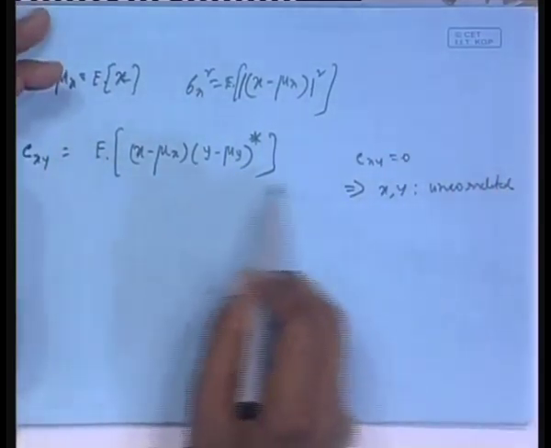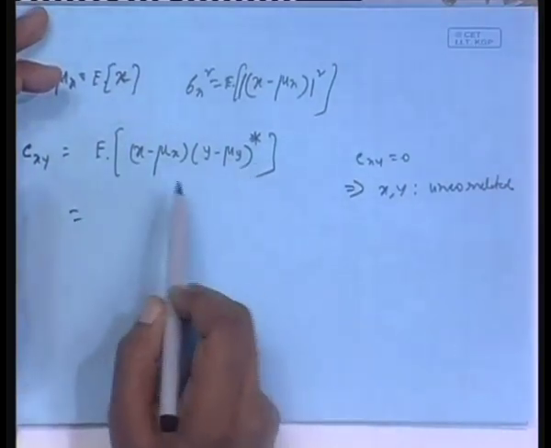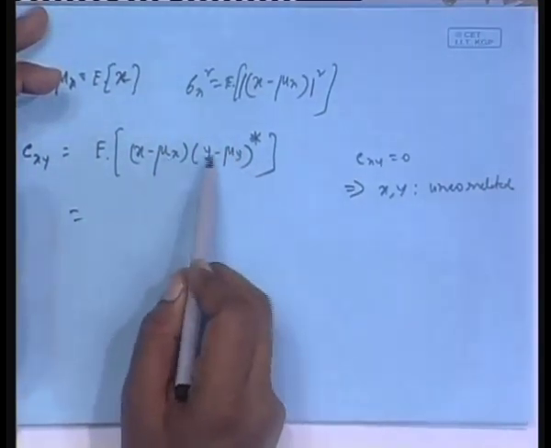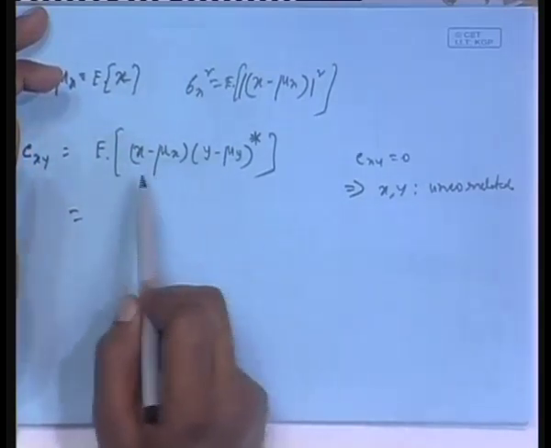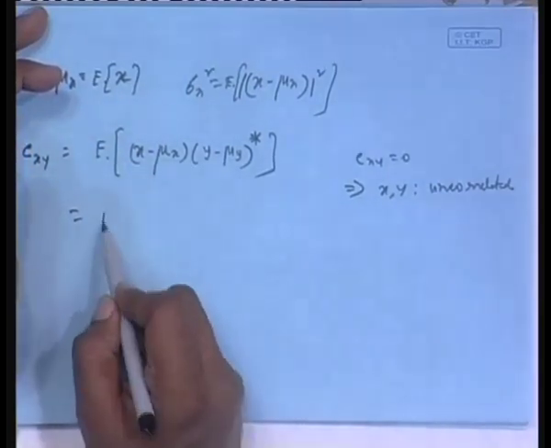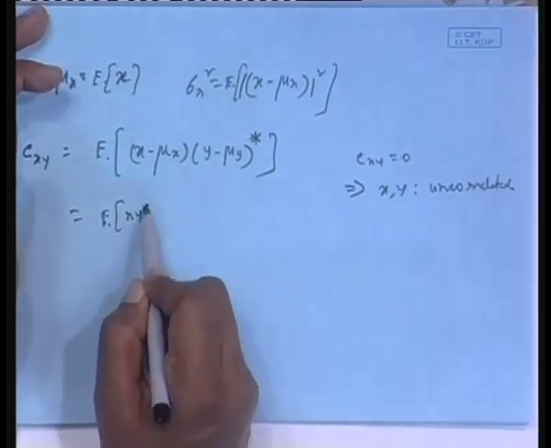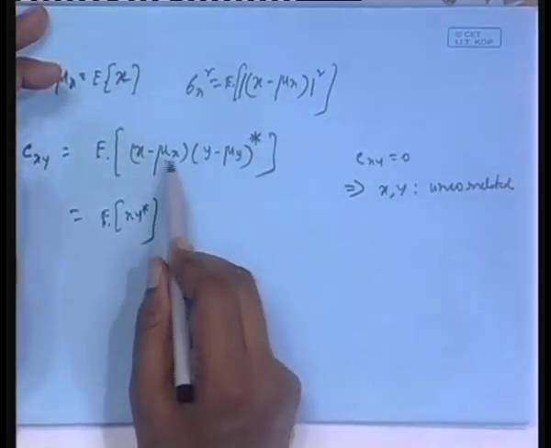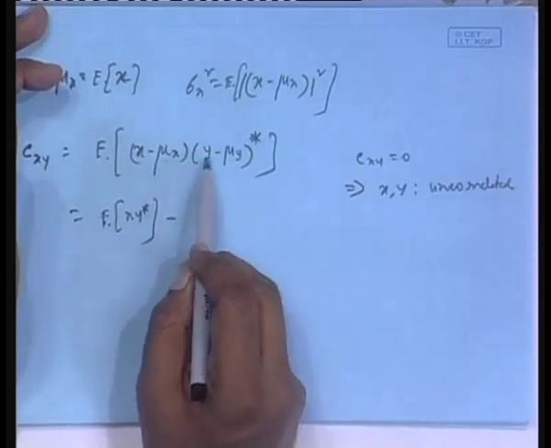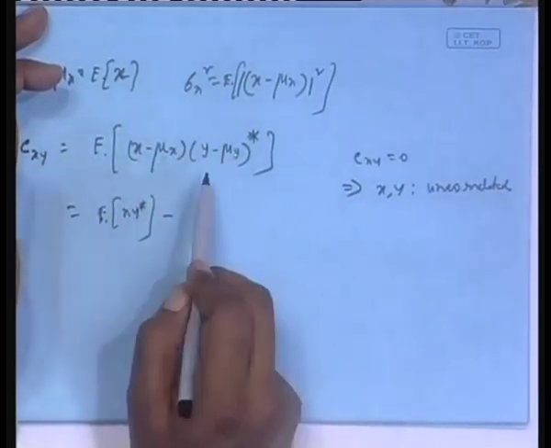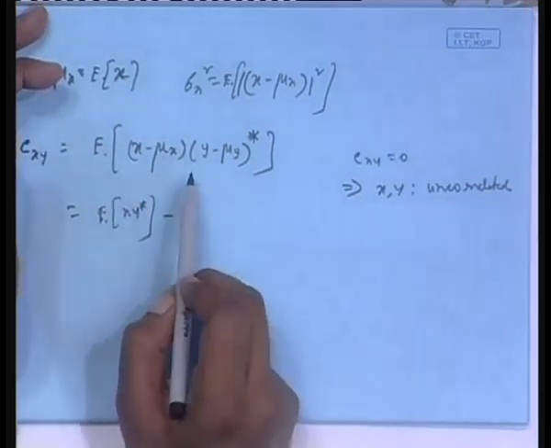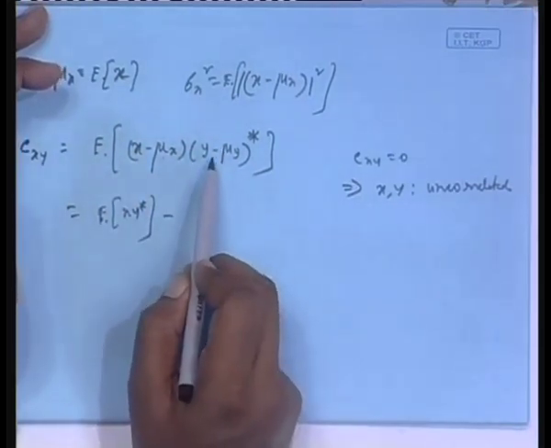What does it mean? You can expand this, x into y star, minus mu x into y star, like that, 4 terms. You can take this product, no? There will be 4 terms. So you have one term like E of x y star, minus mu x y star, E of that. E you can take inside, mu x constant goes out. So E of y star is mu y star.